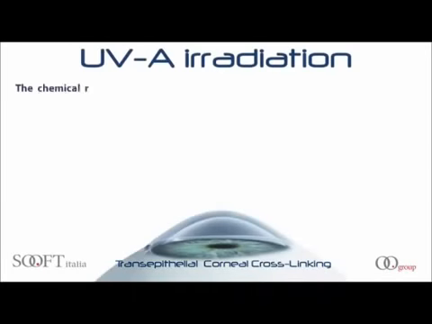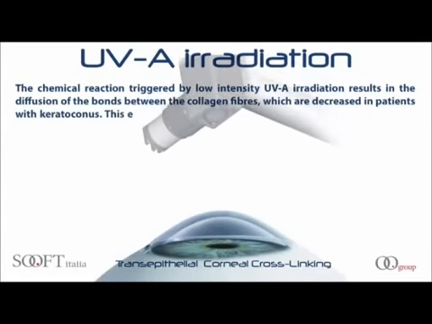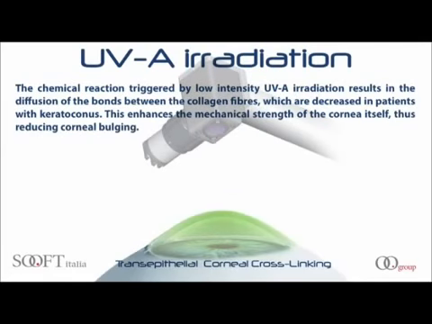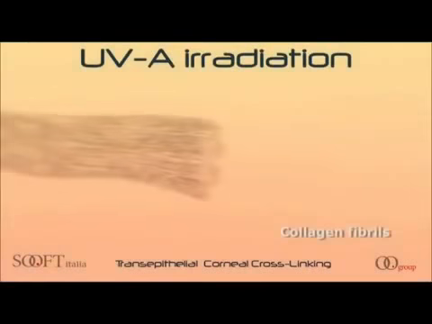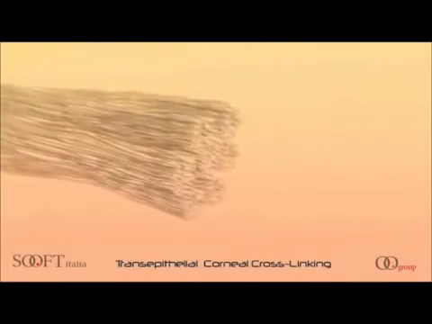The chemical reaction, triggered by low-intensity UVA irradiation, results in the diffusion of the bonds between the collagen fibers, which are decreased in patients with keratoconus. This enhances the mechanical strength of the cornea itself, thus reducing corneal bulging.